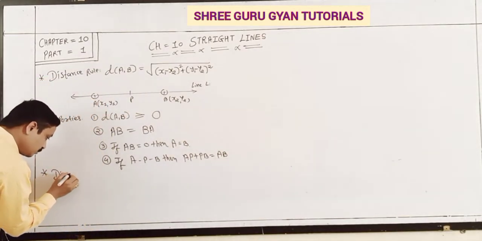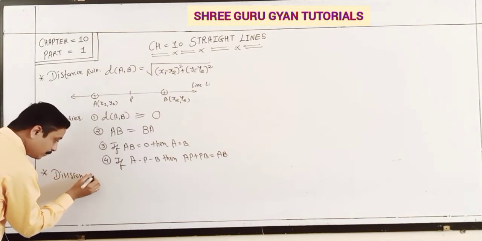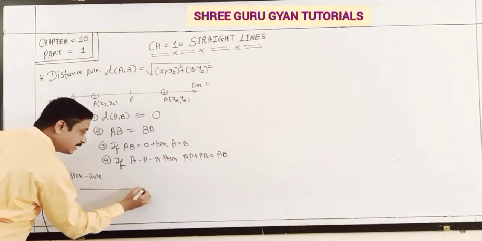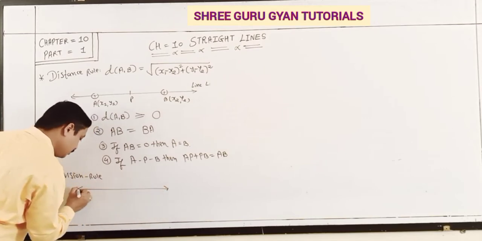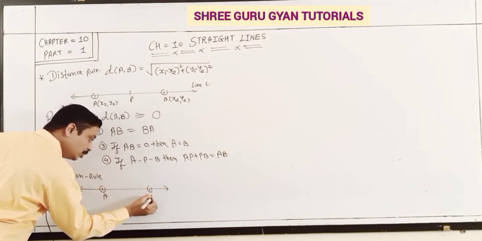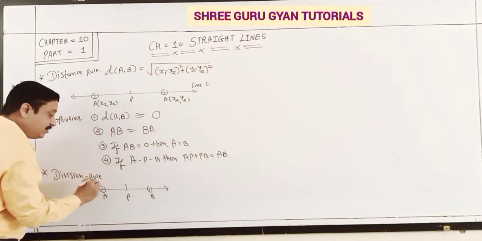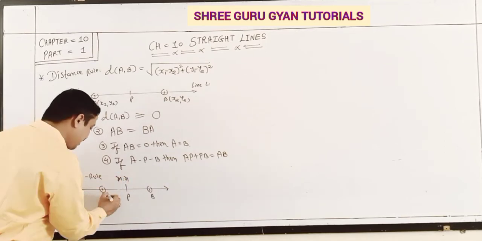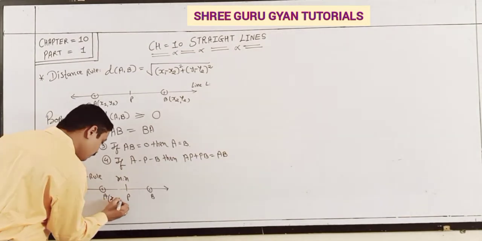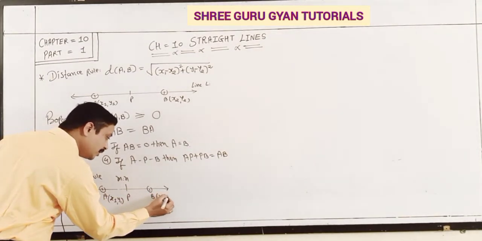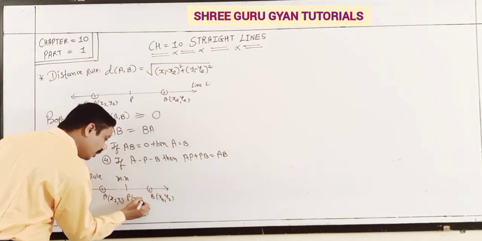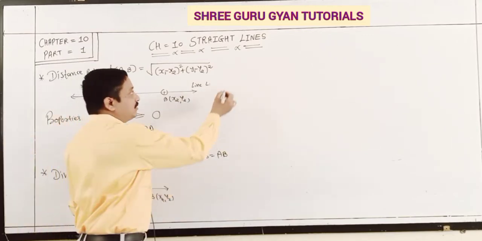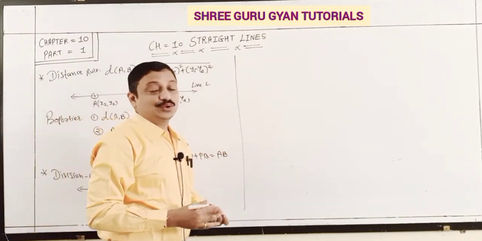Division rule means a line segment has 2 endpoints, you know, but between them P divides in the ratio m to n, where A is considered x1, y1, B is considered x2, y2, and P is a general point (x, y). So that formula also, students, you know.